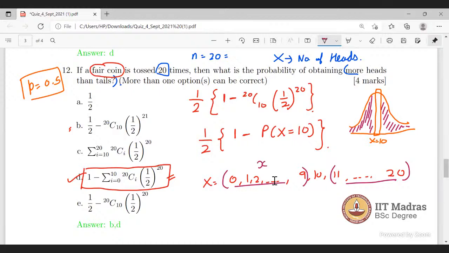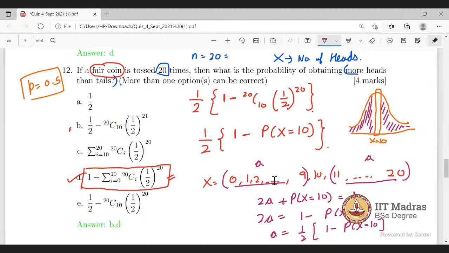Let's say the probability that it takes value 0 to 9 is a. So 11 to 20 will also be a because of symmetry, right? So in general, 2a plus the probability that x equals 10 is 1. So a is nothing but half times 1 minus the probability x equals 10. That's option B.